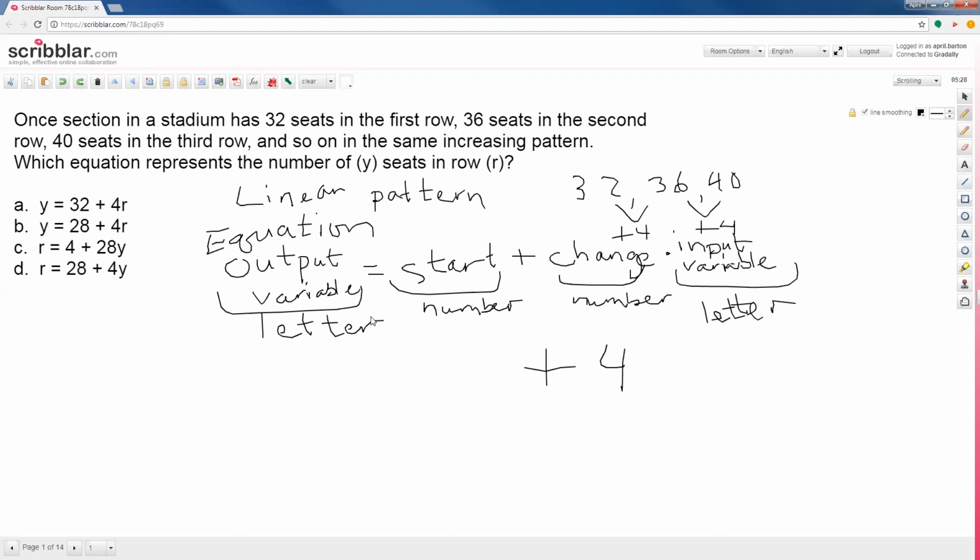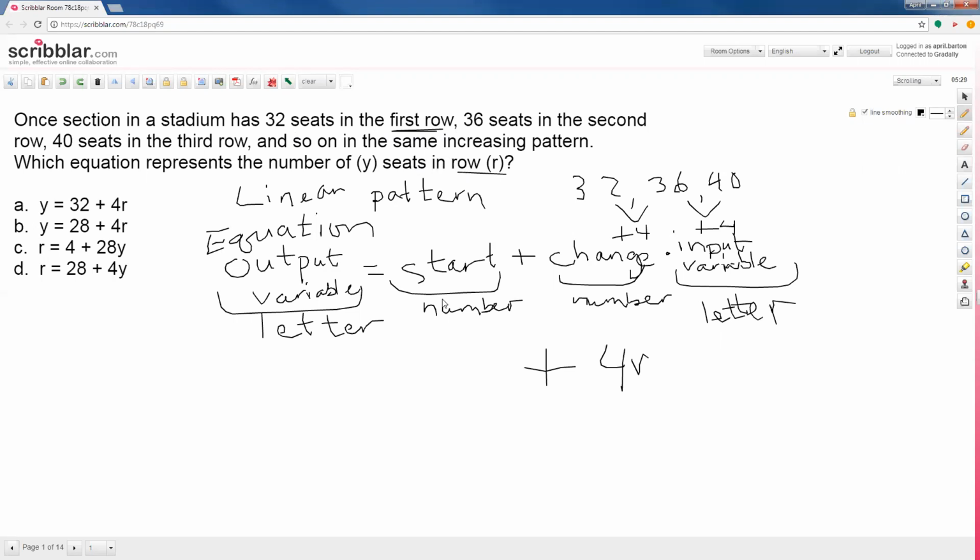At the same time, we can figure out the letter. What's changing is the number of seats in the row. So row should go with this changing amount. Usually you can see this changing amount goes with this specific variable because it was 32 seats in that row. They're usually related together.